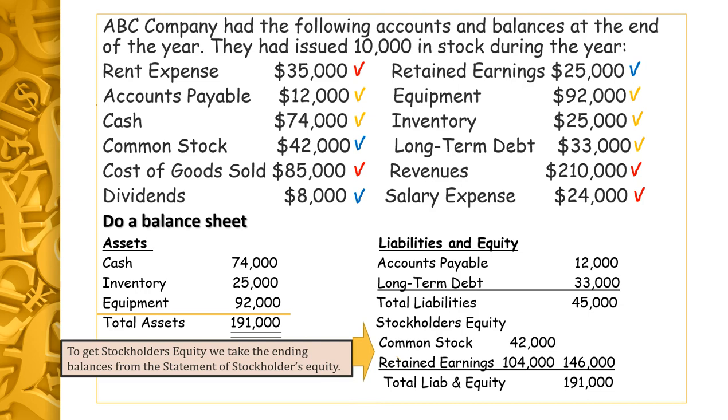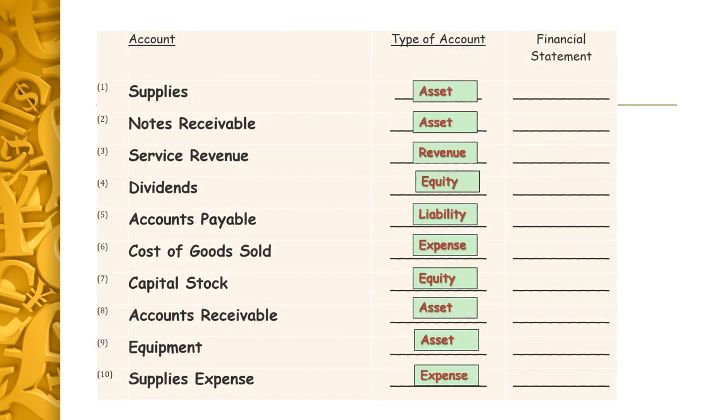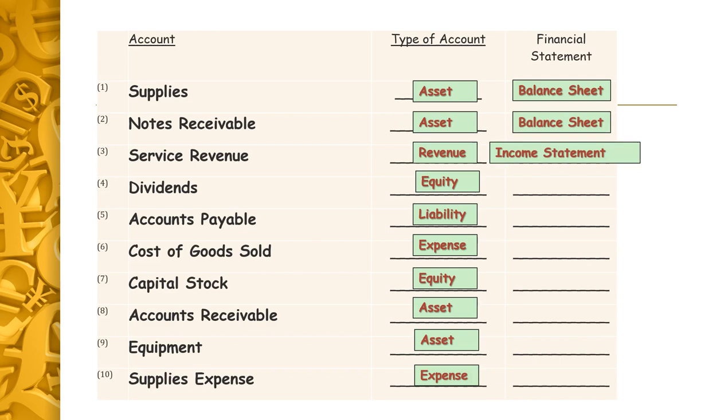Now let's go through a little test again to see, do we remember where these things go? So, we know what type of account they are. Now what we need to know is where they would appear on the financial statements. So remember, if it says supplies, it's an asset. If it says supplies expense, it means we've consumed them, which means it's an expense. So we have supplies, that would appear on the balance sheet because it's an asset. Notes receivable is an asset, balance sheet. Service revenue is revenue, income statement.